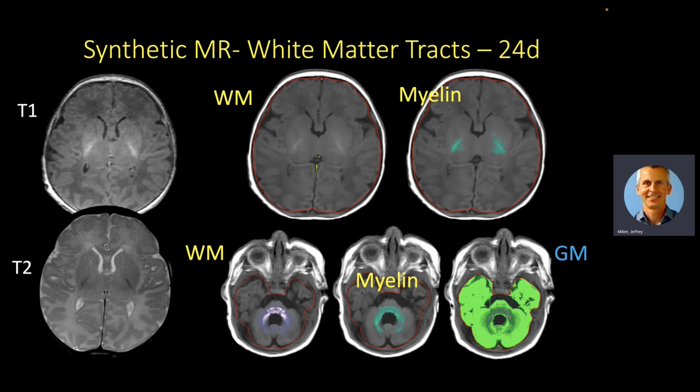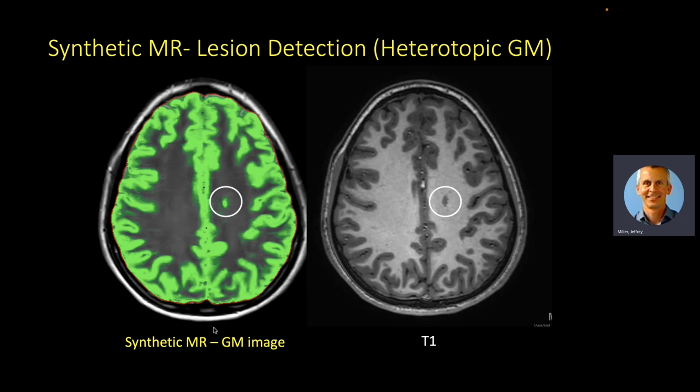And just to validate the accuracy of tissue classification segmentation, here's that newborn I showed earlier, but this time showing the white matter and myelin maps in comparison to the conventional T1 and T2 images. And here is a gray matter map, which nicely identifies this small heterotopic gray matter focus.